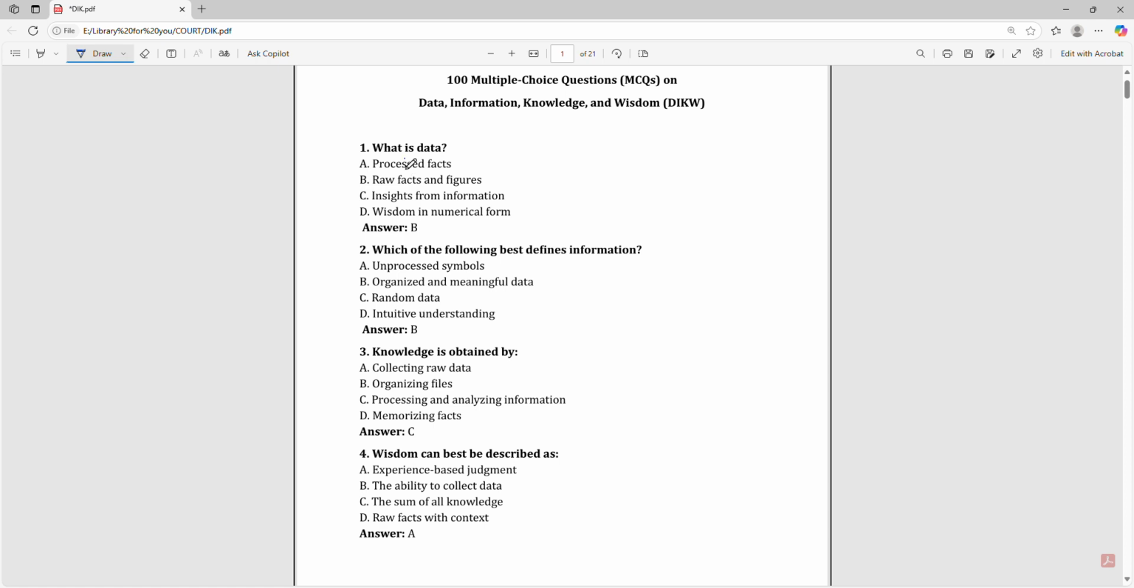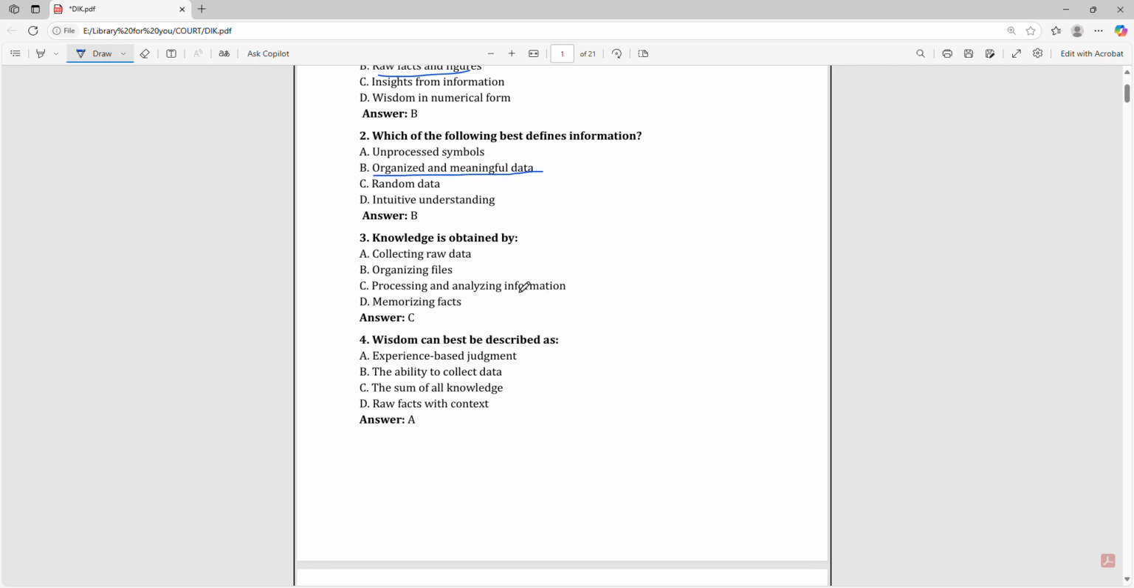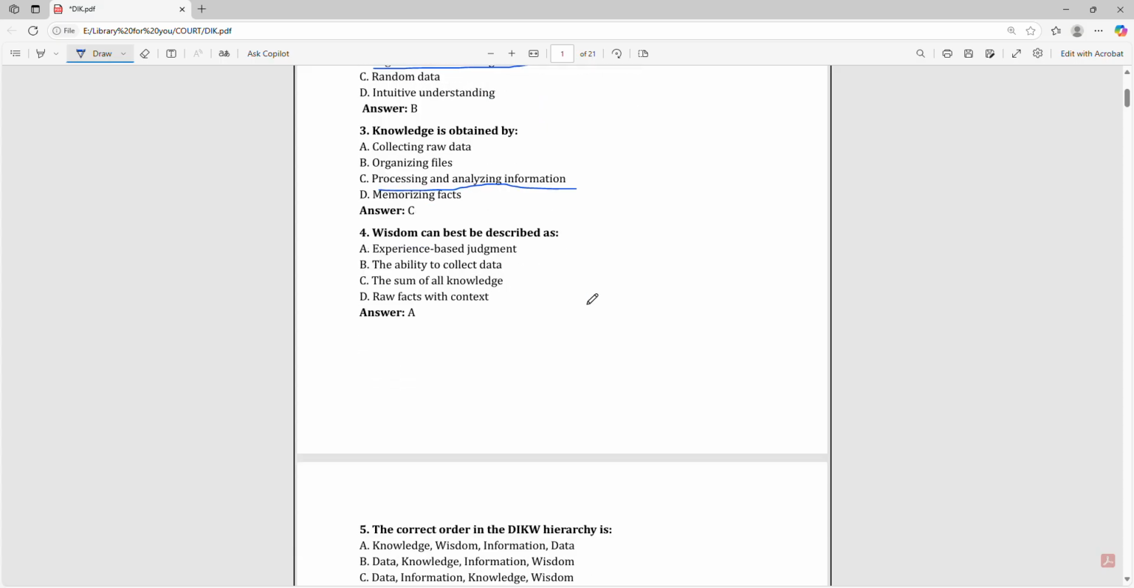What is data? Raw facts and figures. Which of the following best defines information? That is organized and meaningful data. Knowledge is obtained by processing and analyzing information.